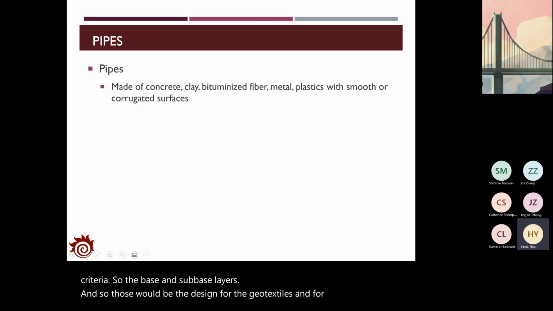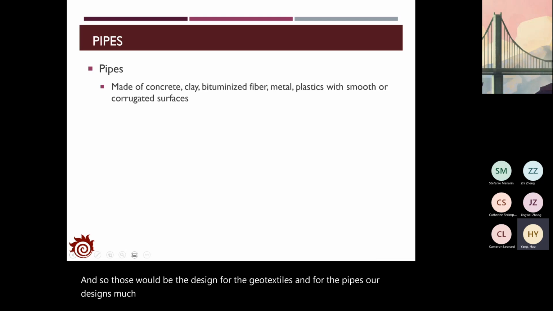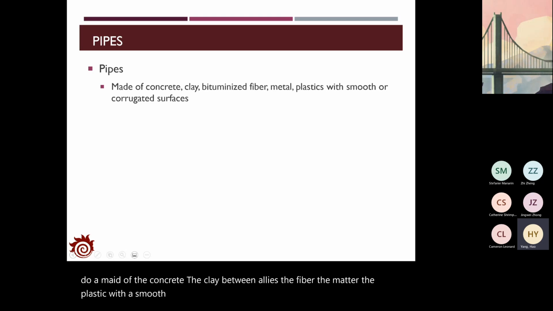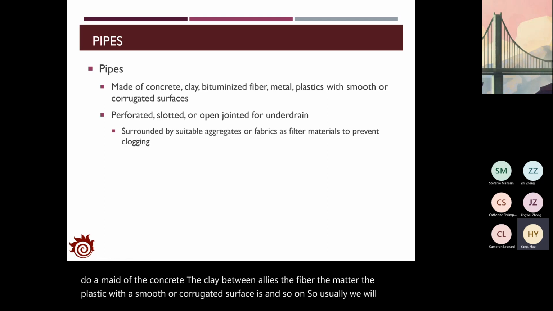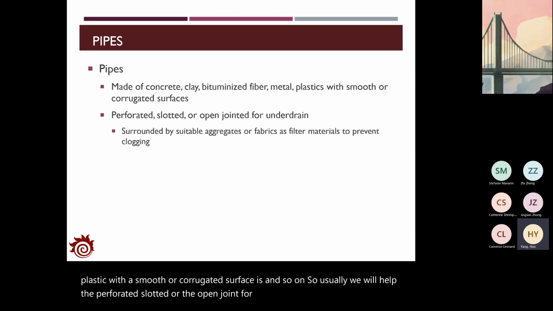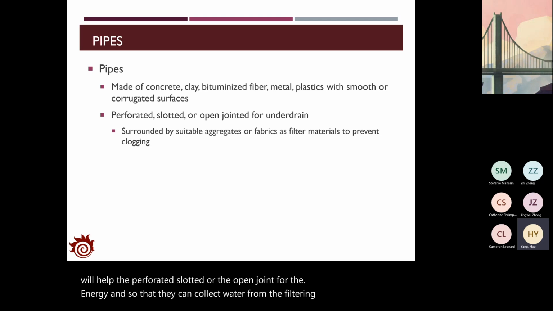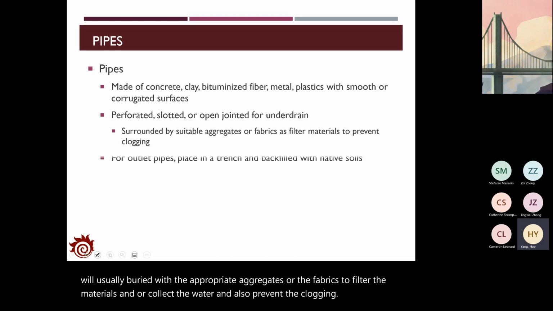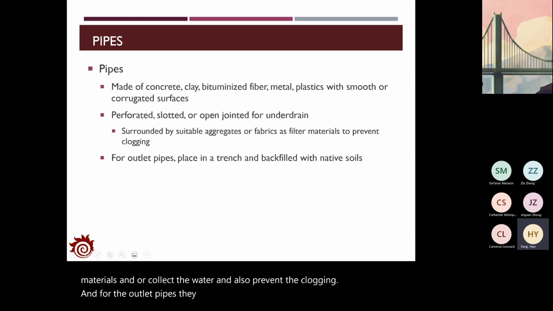And for the pipes, the design is much simpler. First, the pipes applied for the drainage system are usually made of concrete, clay, bituminized fiber, metal, or plastic with smooth or corrugated surfaces and so on. Usually we will have perforated, slotted, or open joint pipes for the under drain so that they can collect the water from the filtering layers. They will usually be buried with the appropriate aggregates or fabrics to filter the materials, collect the water and also prevent clogging. And the outlet pipes will usually be placed in the trench and backfilled with the native soil. So those are quite similar to the sewer system.